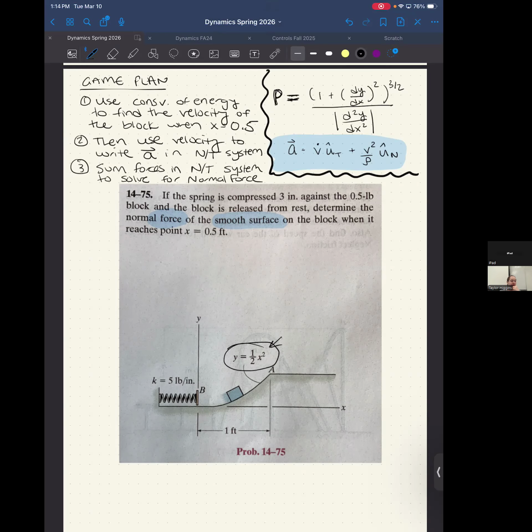Okay, I'm going to leave you now to try to take a stab at that. If you get stuck, please raise your hand and I will try to help you get unstuck so we can keep moving through this problem.